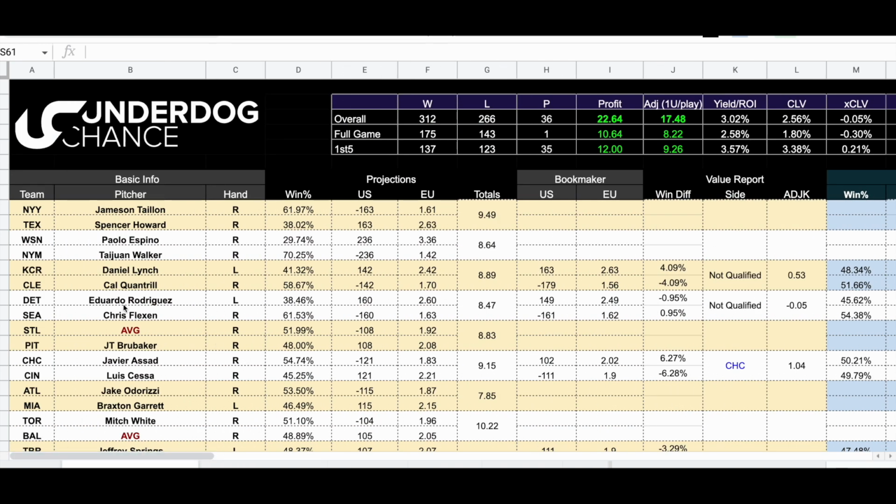Detroit, Seattle, Eduardo Rodriguez, Chris Flexen. Some sites have different pitchers. Official MLB.com site has this matchup: Eduardo Rodriguez against Chris Flexen. Based on my projections, there's not enough value. So they are playing a 2-game doubleheader. They will maybe change the pitchers a little bit.